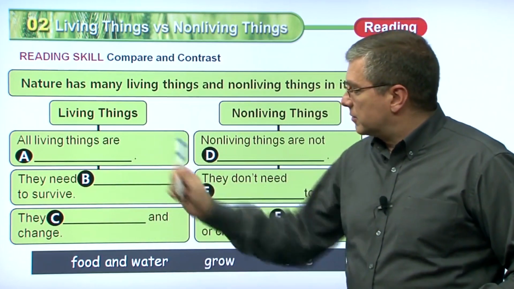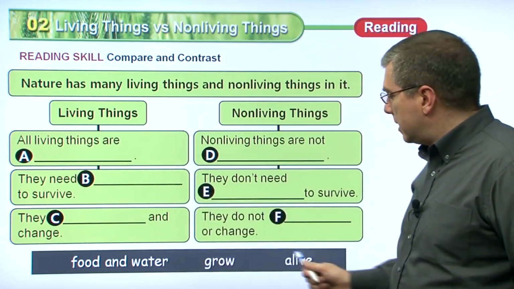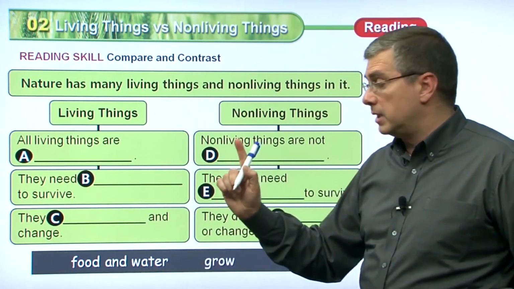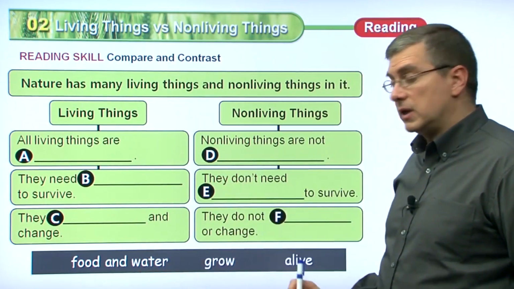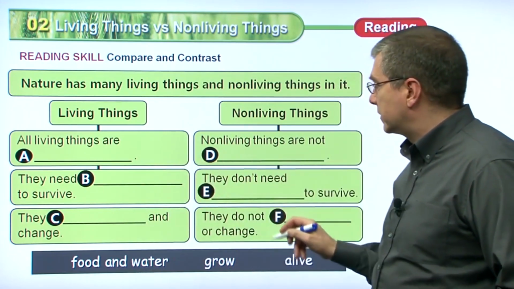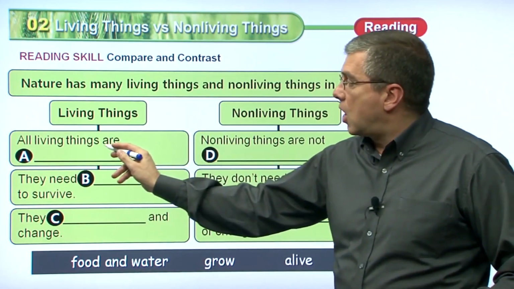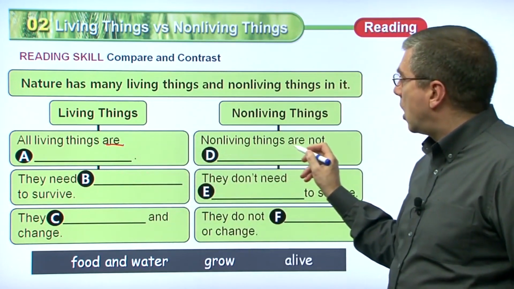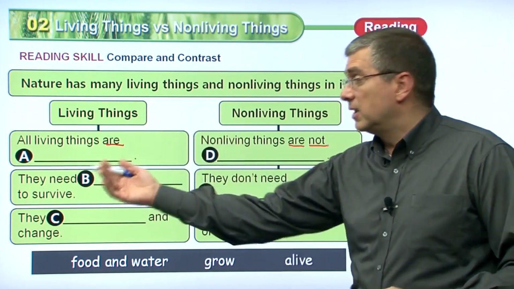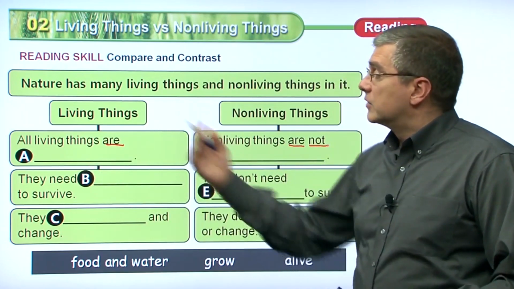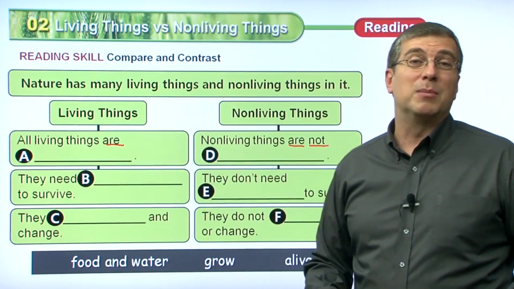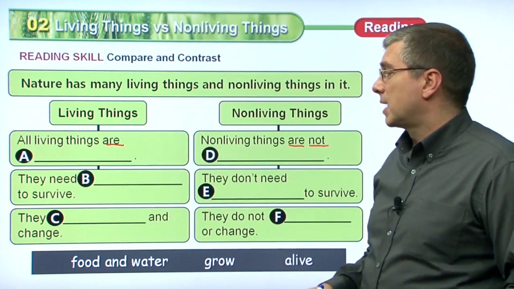Now, when we fill in these blanks, we only have 3 words or 3 phrases to choose from. Food and water is one choice, grow is another, alive is another. There's only 3, but we have 6 blanks. Well, if you notice, this says are, and this says are not. So that's showing difference. Positive, negative sentence. Okay? So positive sentence, negative sentence, A and D will be the same blanks. So let's take a look.